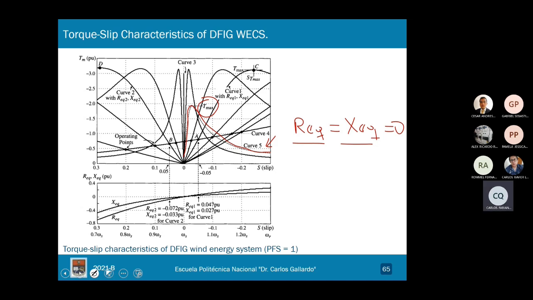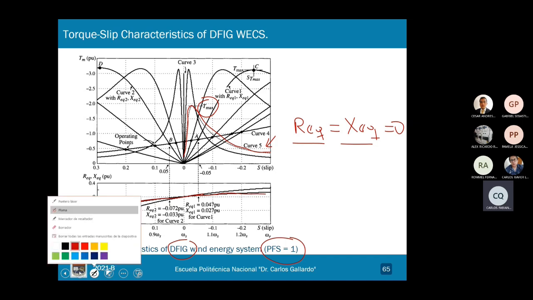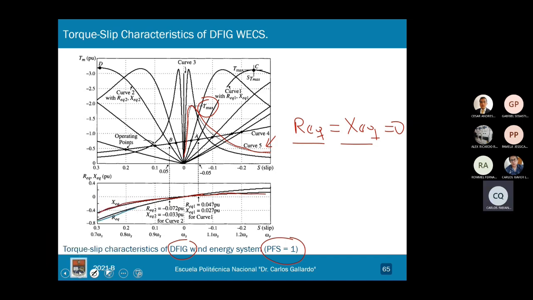Therefore, I will get the torque slip characteristic of the double-fed induction machine, in this case, if the power factor is equal to 1. So pay attention to this part. This is the equivalent reactance. And down, let's plot the equivalent resistance. Okay, so for the supersynchronous mode of operation, these values are negative, and for the other mode of operation are positive.